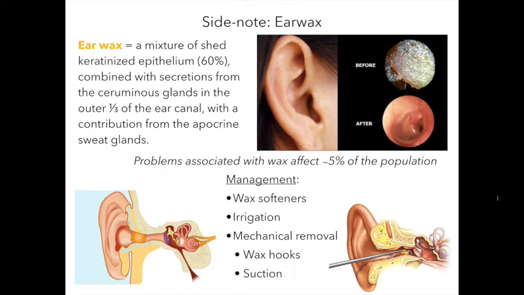It's a mixture of shed keratinized epithelium combined with secretions from both the ceruminous glands and sweat glands. How do we manage this? So there's various methods. Drops are probably the most effective, such as sodium bicarbonate or olive oil or hydrogen peroxide, 3% made up with water. But then irrigation systems and mechanical removal are great as well. So different patients have different preferences.